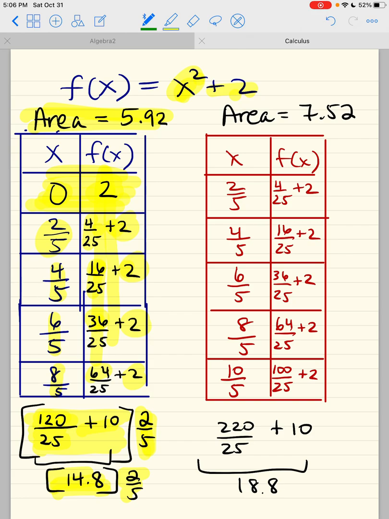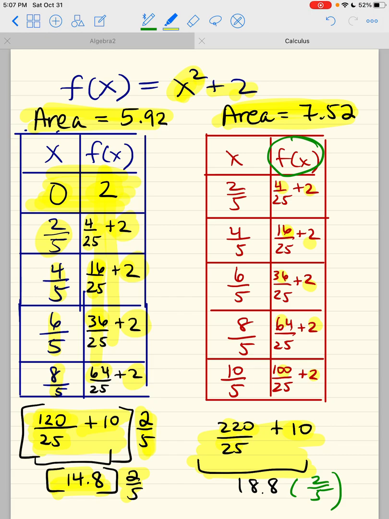So the area, well, is going to be f of x, which is all of this here, right? So let's see, 2, 4, 6, 8, 10. 4 and 16 is 20. 56, 120, 220/25. So that's going to be 18.8. Now, that's just the height. You have to multiply each term by 2/5, and now that's going to give me 7.52.